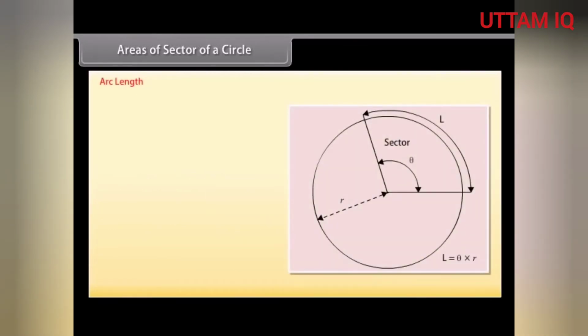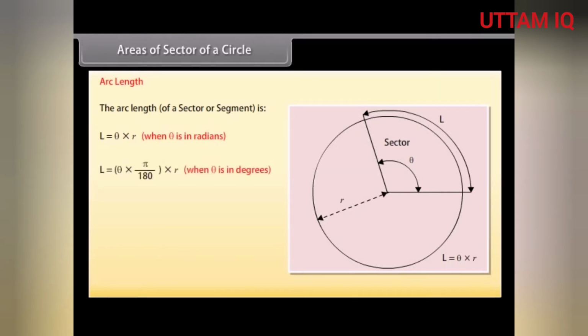Arc length. By the same reasoning, the arc length of a sector or segment is L equal to theta into r when theta is in radians. L equals theta into pi upon 180 into r when theta is in degrees.